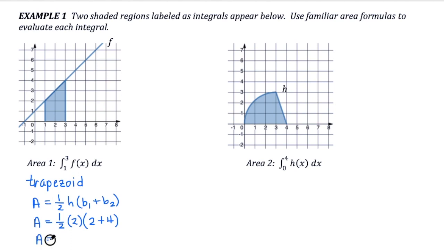And when you multiply this together, half of 2 is 1. 2 plus 4 is going to be 6, so 1 times 6 is a total of 6 square units of area. And so that's the value of this integral. Let's take a look at the next one.